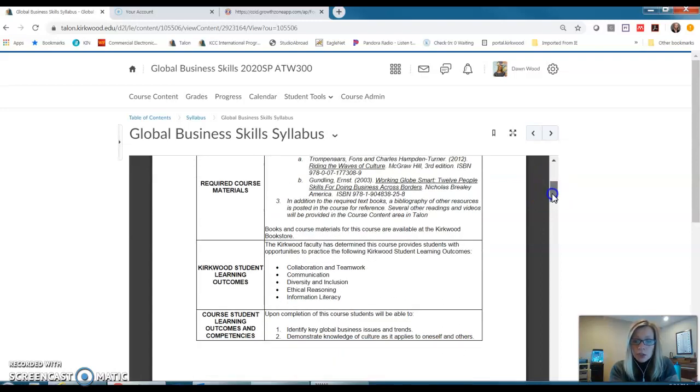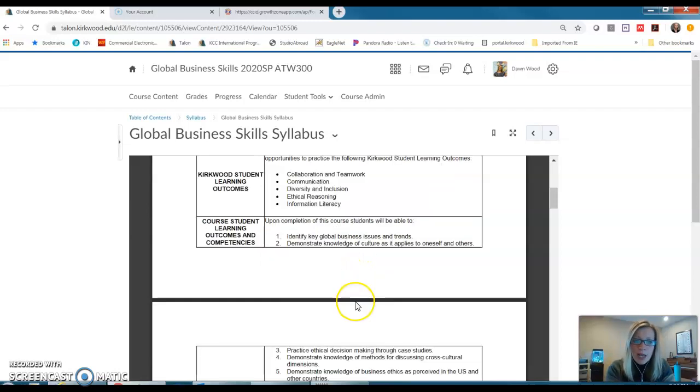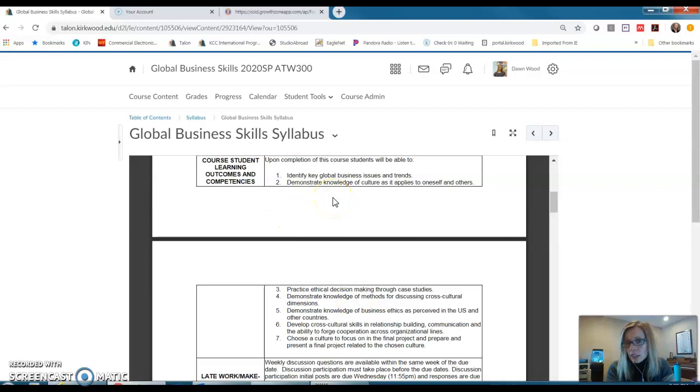As far as Kirkwood student learning outcomes, this course provides you with collaboration and teamwork, communication, diversity and inclusion, ethical reasoning, and information literacy. And then here are the course learning outcomes specific to this class. First of all, you'll be able to identify key global business issues and trends, and demonstrate knowledge of cultures as it applies to oneself and others. Again, ethics. Ethics will be a big component, talking about different perspectives on ethics and how some cultures have different ethical standards than others, and how that impacts the business dealings that you have to do. Those are really hard things to understand.